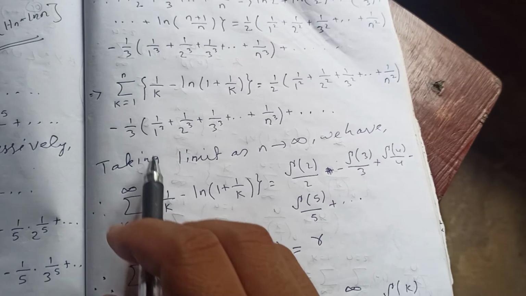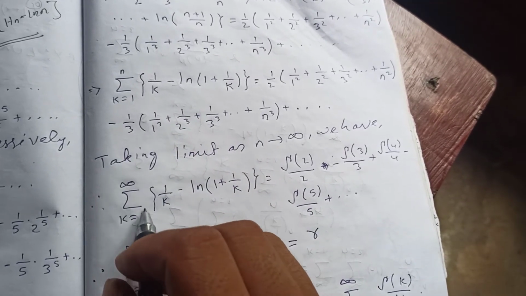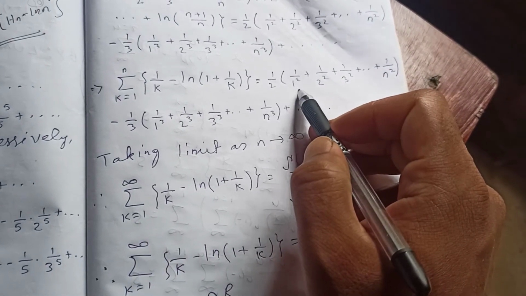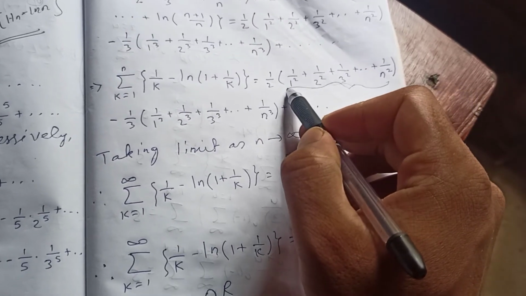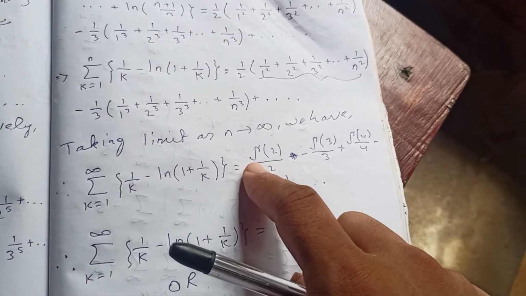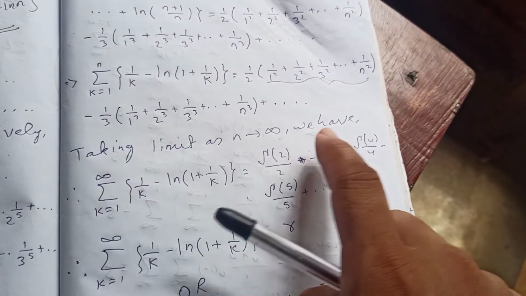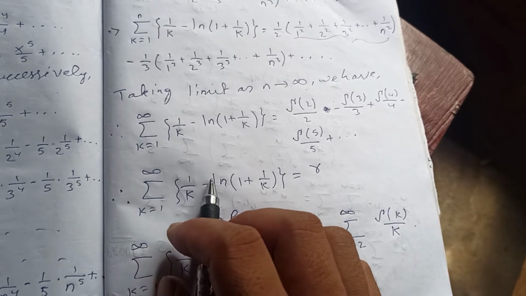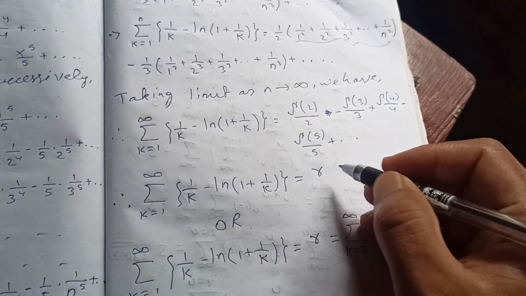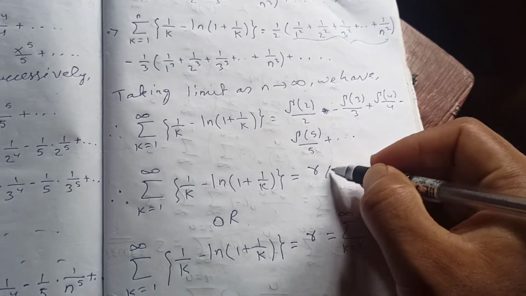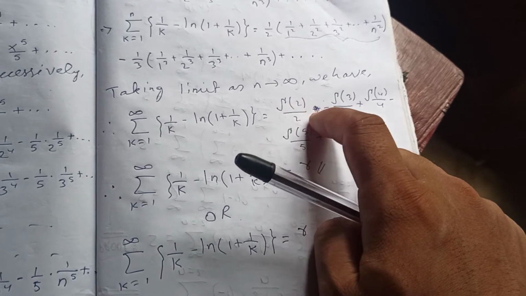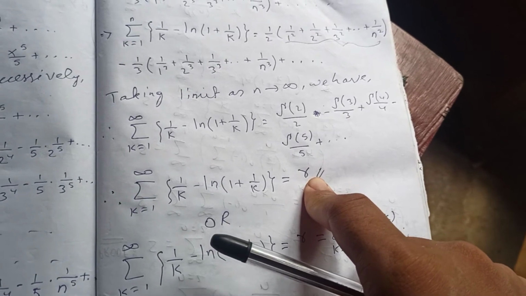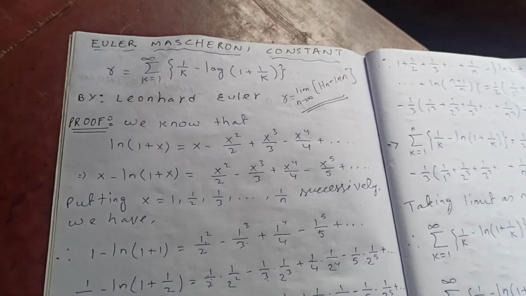For the left hand side you get the sum from k equal to 1 to infinity of 1 over k minus log of 1 plus 1 over k. On the right, when n tends to infinity, this will be nothing but the Riemann zeta function evaluated at 2, zeta 2 by 2 minus zeta 3 by 3 plus and so on. And therefore the sum from k equal to 1 to infinity of 1 over k minus log of 1 plus 1 over k is nothing but the Euler-Mascheroni constant. If you calculate and put the values of zeta 2, zeta 3 and so on, then this approaches the Euler-Mascheroni constant. Therefore we proved what we desired.